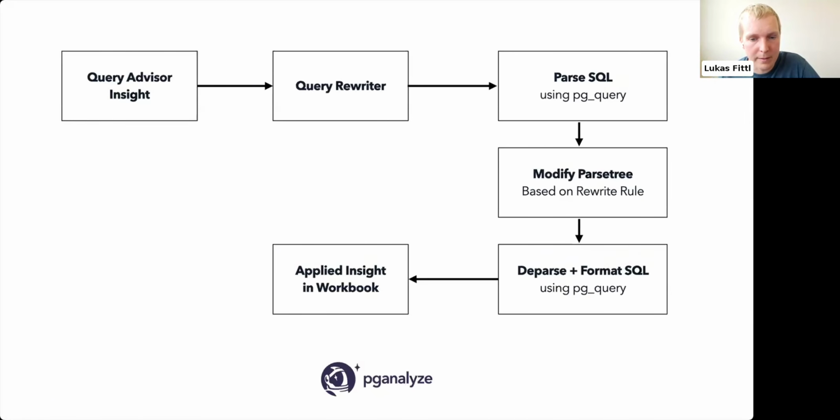In the case of the materialized CTE, it's a little bit more complicated. But basically, it's making a structural change to the AST based on the intent of what we want to try out. And then we deparse and format that SQL again using pgquery, right?